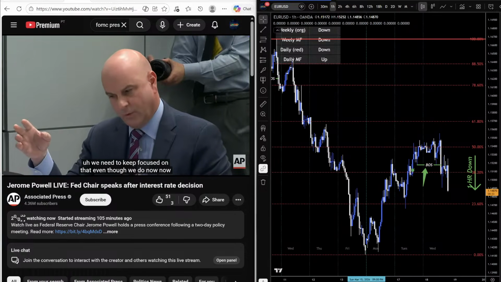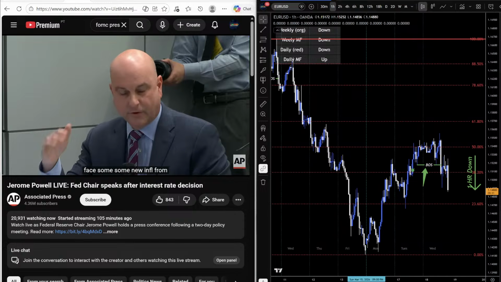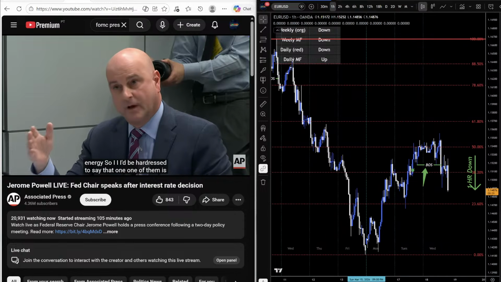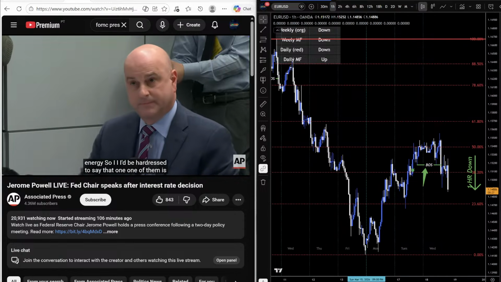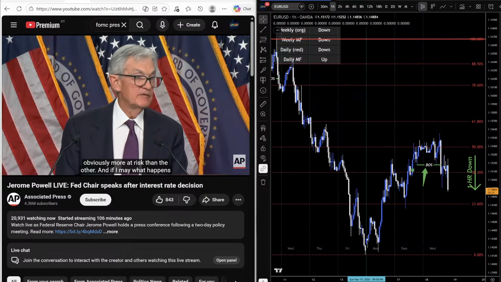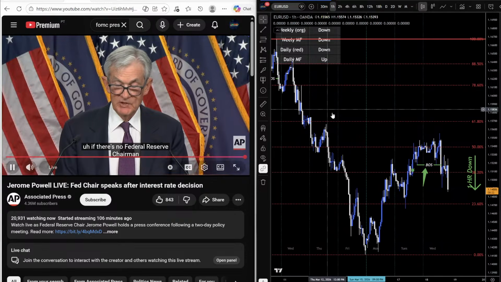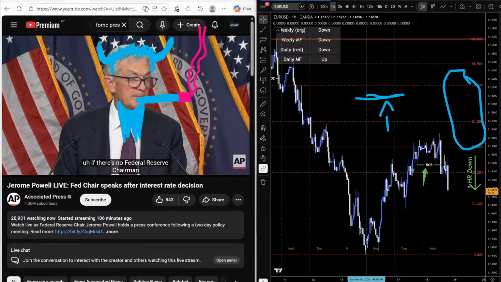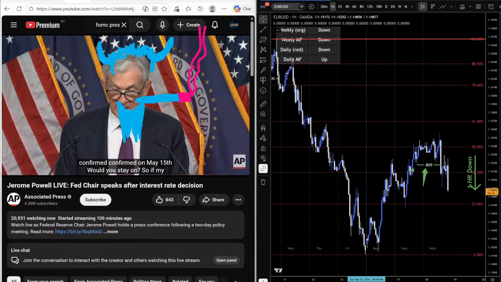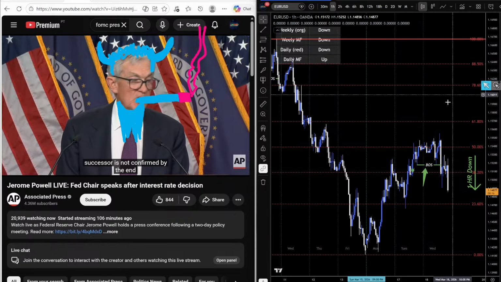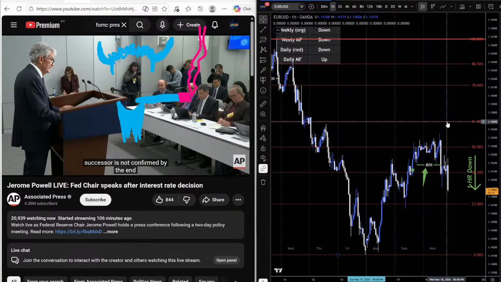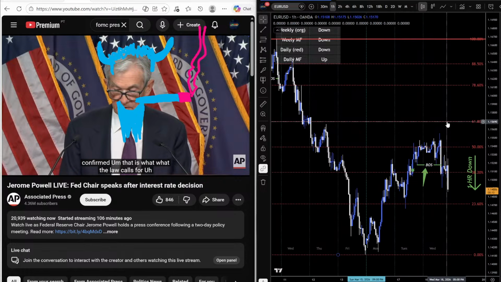So I'd be hard-pressed to say that one of them is obviously more at risk than the other. And if I may, what happens if there's no Federal Reserve chairman confirmed on May 15th? Would you stay on? So if my successor is not confirmed by the end of my term as chair, I would serve as chair pro tem until he is confirmed. That is what the law calls for. That's what we've done on several occasions, including involving me, and it's what we're going to do in this situation.